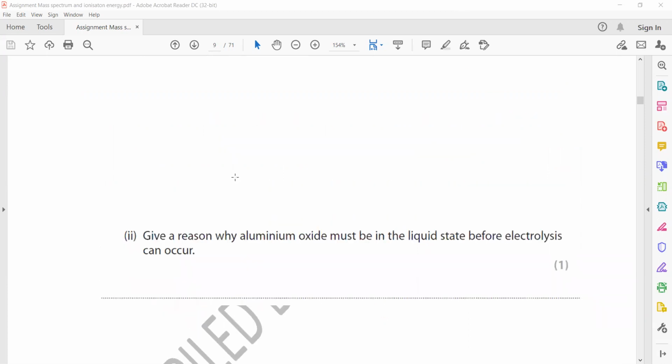Give a reason why aluminium oxide must be in a liquid state before electrolysis can occur. Because in a liquid or molten state, ions are free to move. In the solid state, ions cannot move.